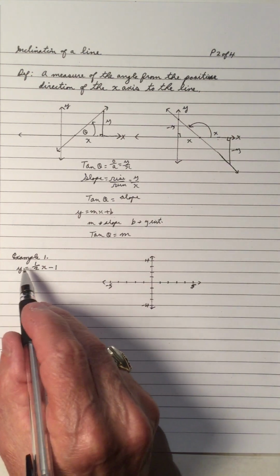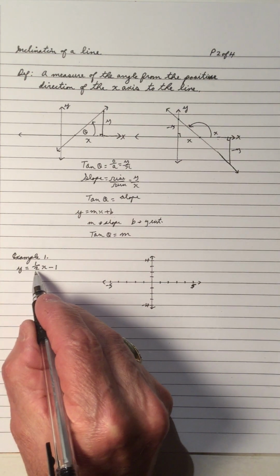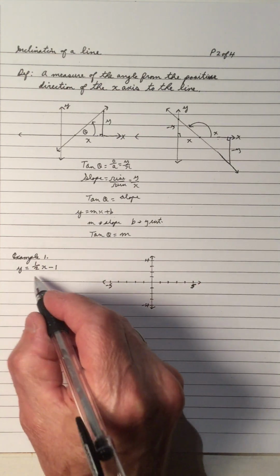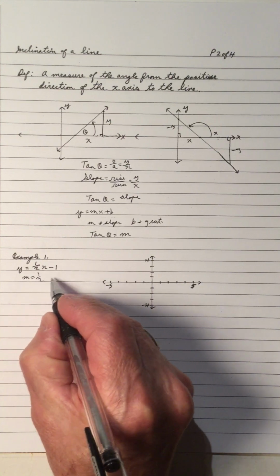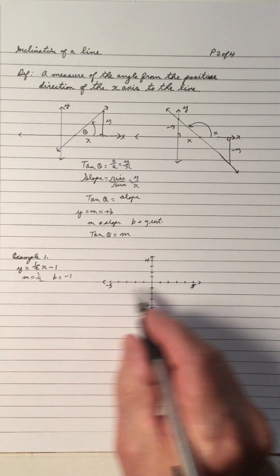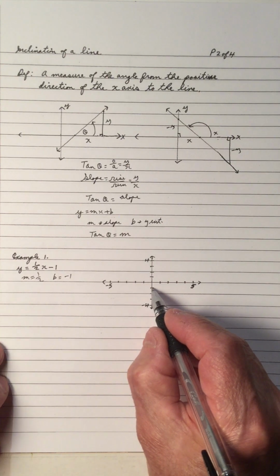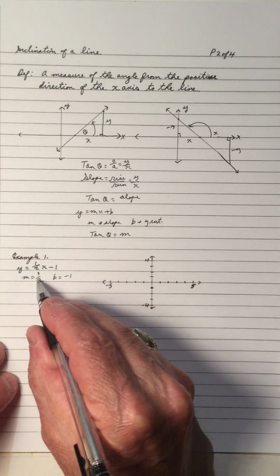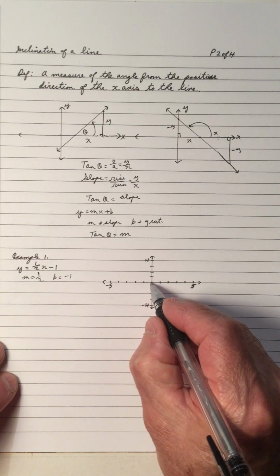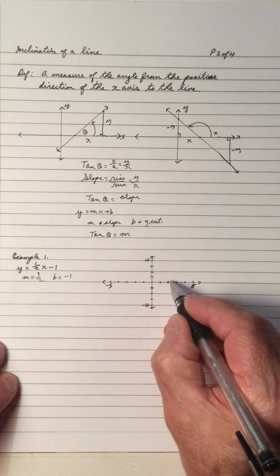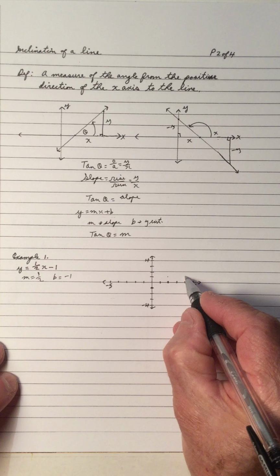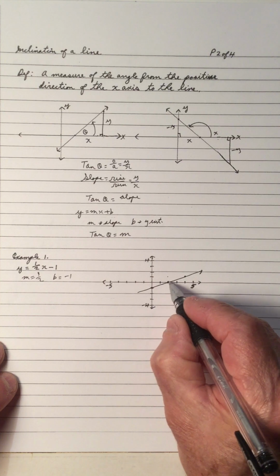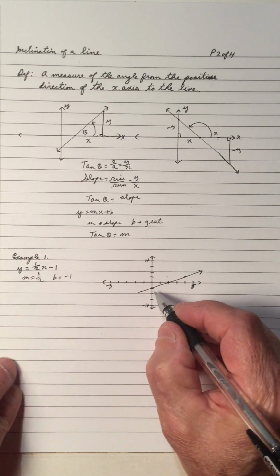Let's do some examples. Example 1. We have a line y equals a half x minus 1. So, let's draw the line. The slope of this line is 1/2. The y-intercept is negative 1, which is right here. And the slope is 1/2, so we rise 1 and run 2. If I draw a line through those points, then the slope of this line is 1/2.